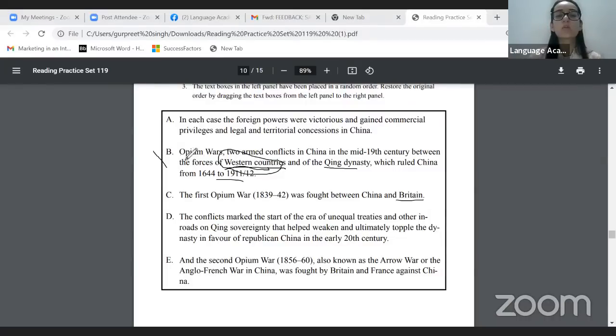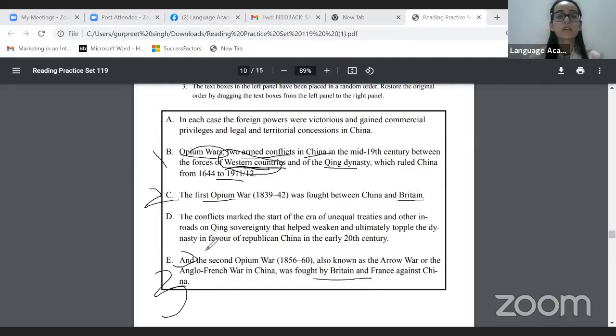So here we say that the Opium Wars, these were two conflicts that were between China and Western countries. And then you explain them one by one. The first war was between China and Britain, and the second, and tells us that you have to continue this. And the second Opium War, also known as, was fought by Britain and France against China. So now we are naming the countries one by one.